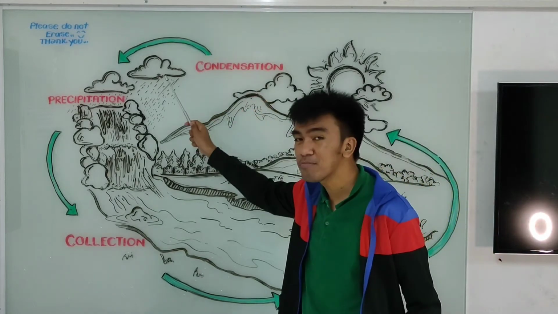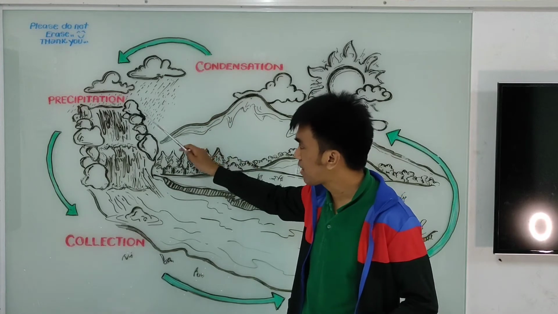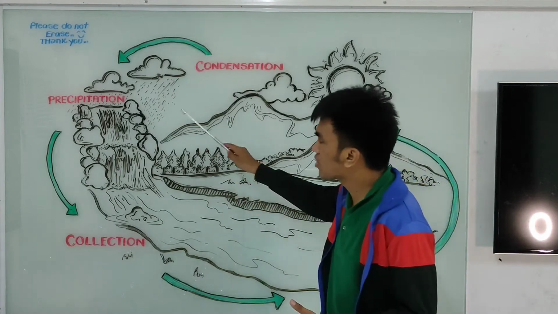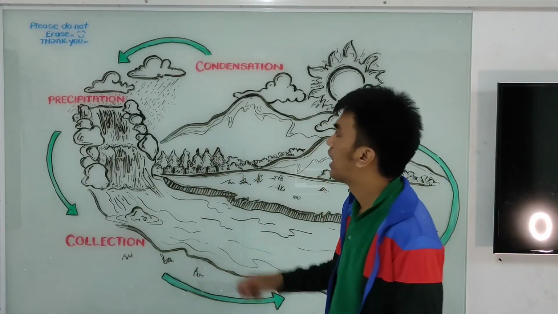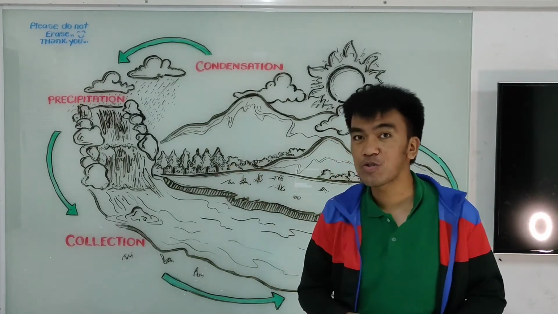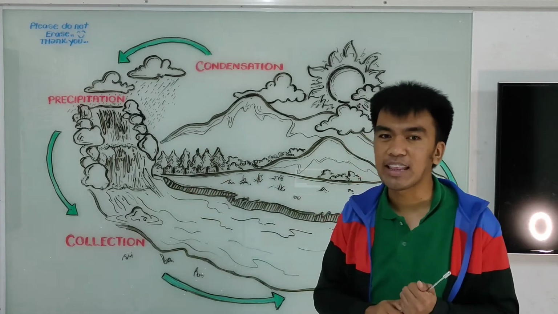Then, as these clouds become heavier and turn into rain clouds, when the clouds cannot contain the water anymore, it will fall from the sky as rain. And that process is called precipitation. Precipitation is not only rain. It can also be snow, hail, or sleet. Are we clear with that?